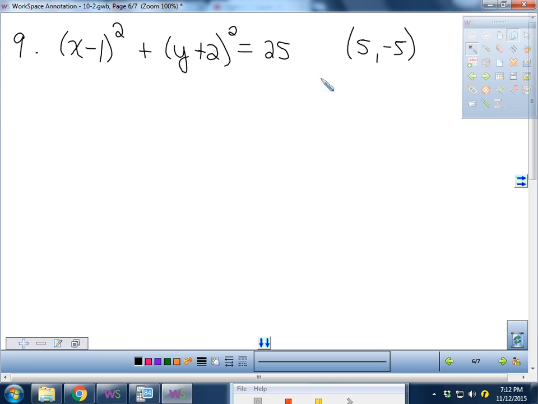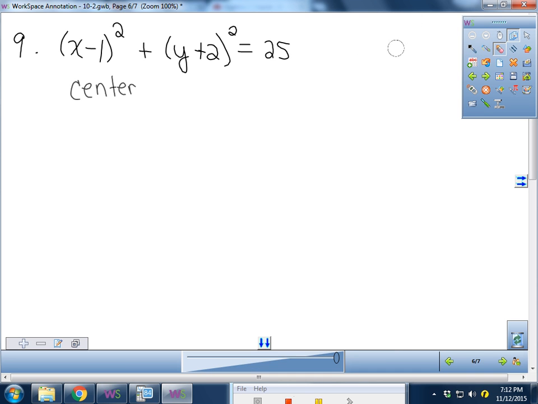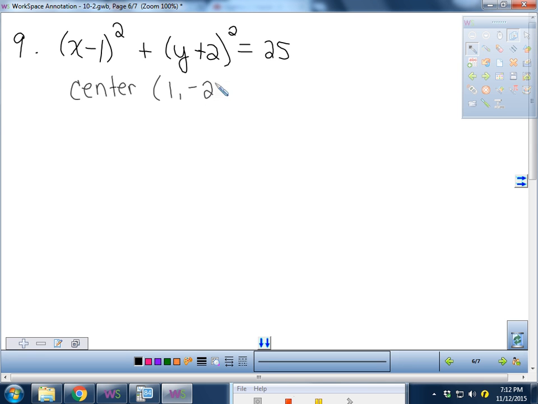So step number 1 is you're going to find the slope of your radius. So in other words, you kind of have to know what your center is. So let's identify that. So center, okay, let's get rid of that. All right, your center is going to be at positive 1, comma, negative 2. And your radius would be the square root of 25, which is 5.